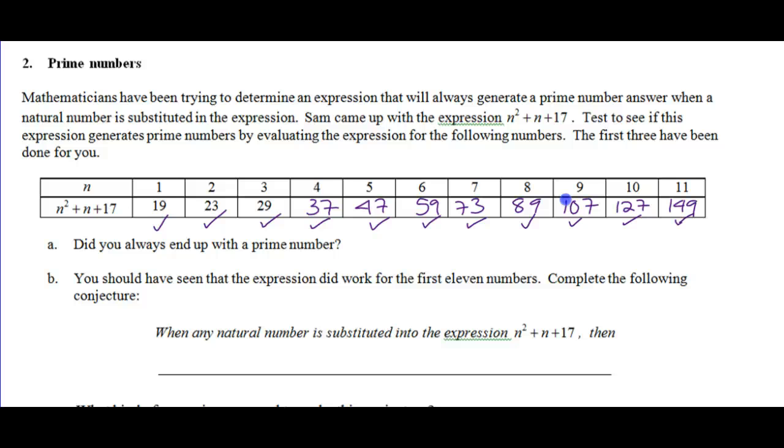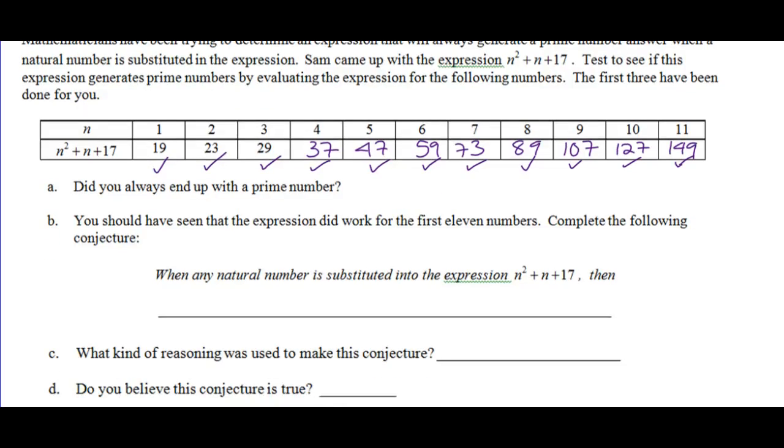Complete the following conjecture. All right, so we have 11 things saying, yeah, this works, right? So when any natural number is substituted into the expression n squared plus n plus 17, then what do we get? We will get a prime number, right? So when any number is substituted, then the result is a prime number.